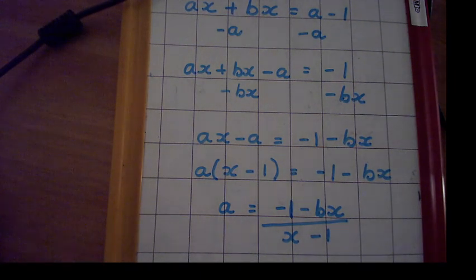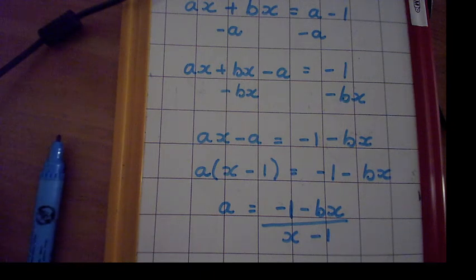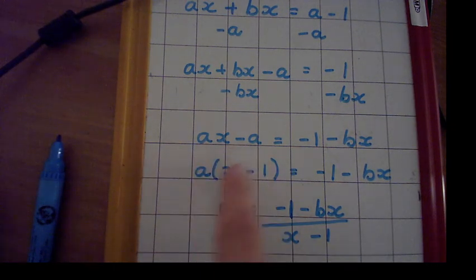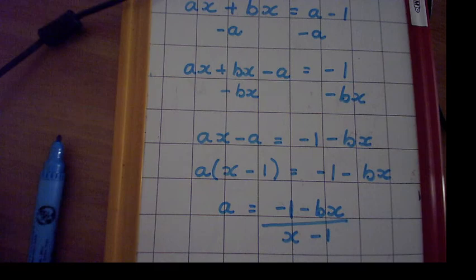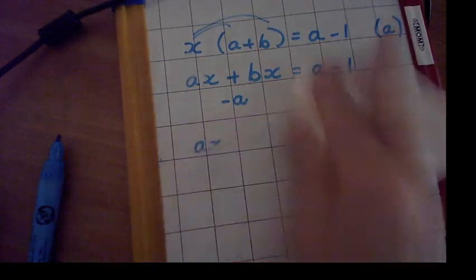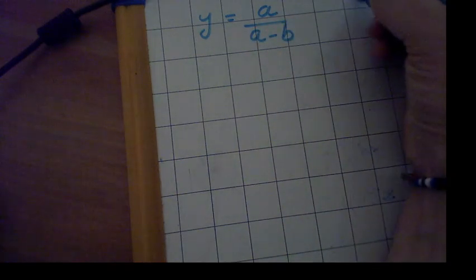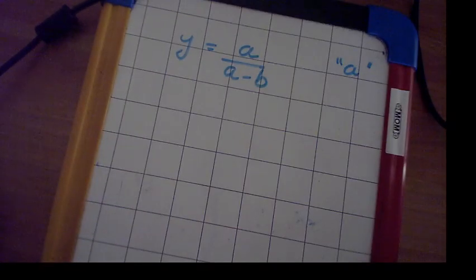Okay, let's do another one of these. They're not the easiest thing, but this little trick of factorizing is brilliant. Right, let's do another one as I said. y is equal to a over a minus b. Once again, I want a to be the subject.